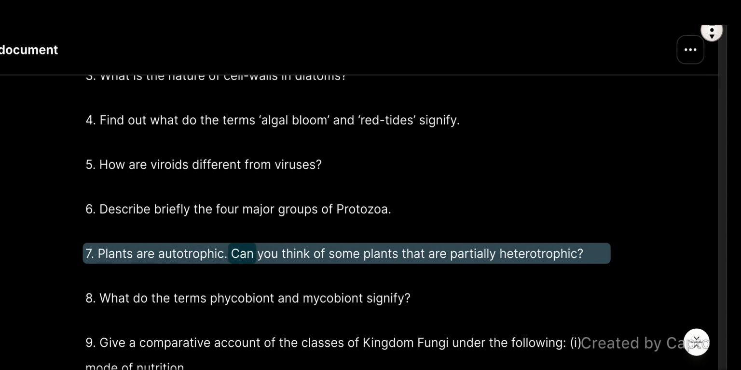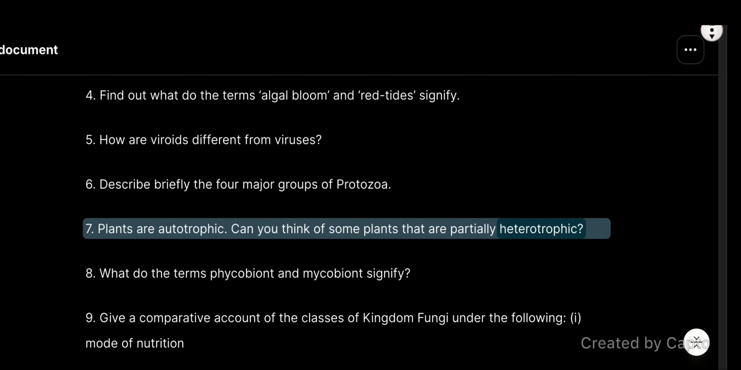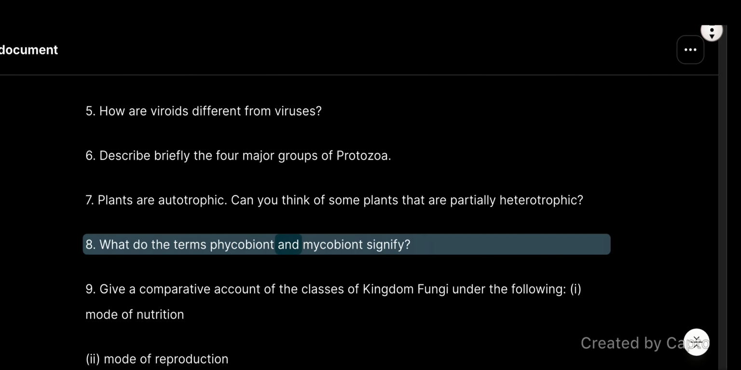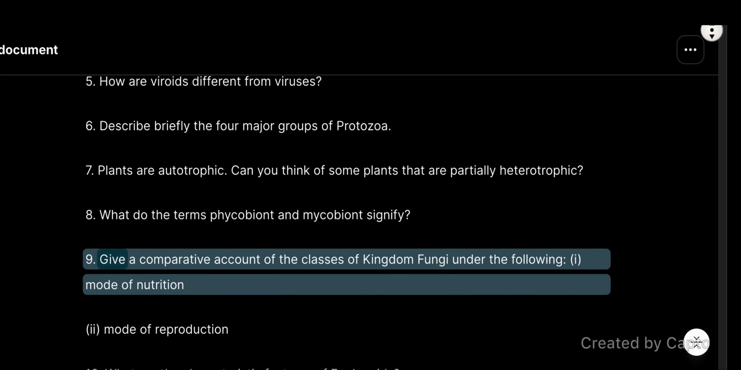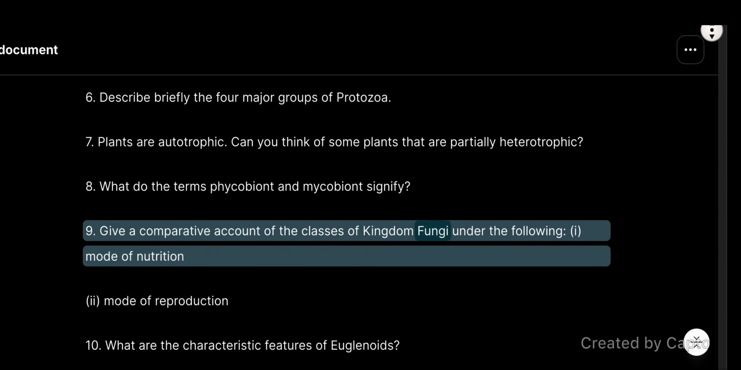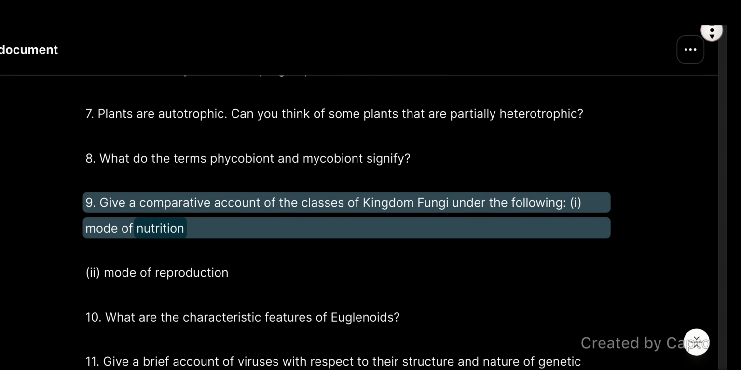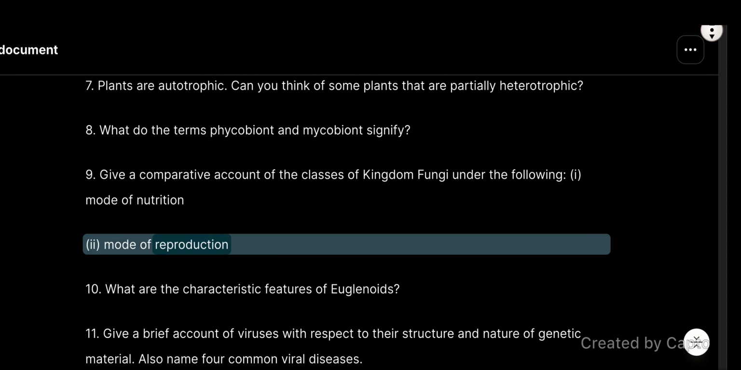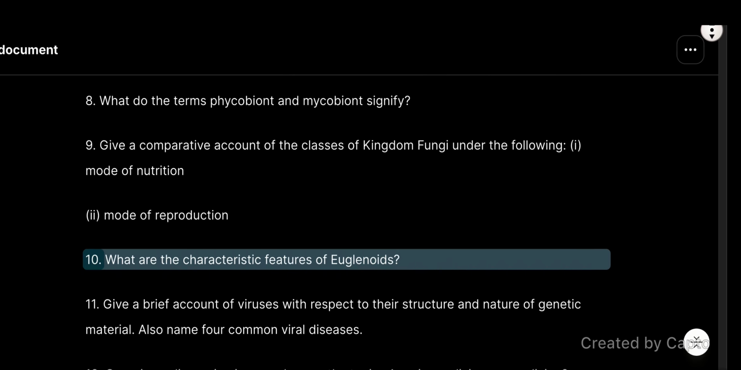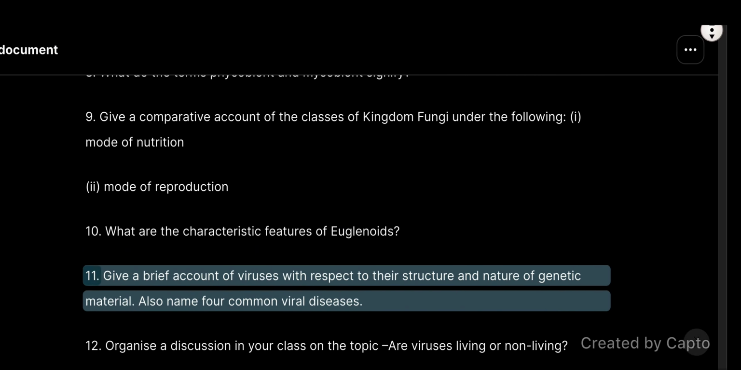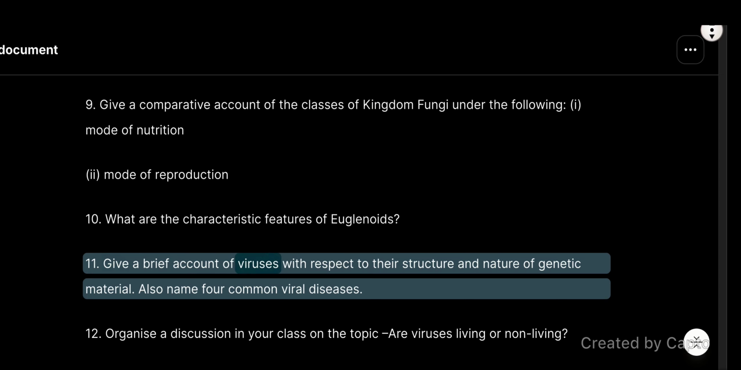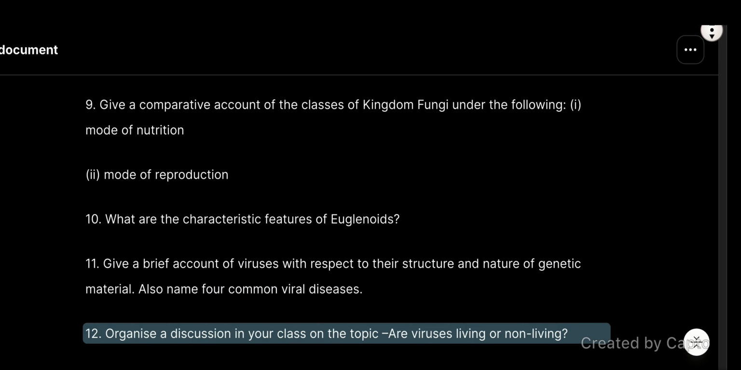7. Plants are autotrophic. Can you think of some plants that are partially heterotrophic? 8. What do the terms phycobiont and mycobiont signify? 9. Give a comparative account of the classes of kingdom Fungi under the following: 1. Mode of nutrition. 2. Mode of reproduction. 10. What are the characteristic features of euglenoids? 11. Give a brief account of viruses with respect to their structure and nature of genetic material. Also name four common viral diseases. 12. Organize a discussion in your class on the topic: are viruses living or non-living?